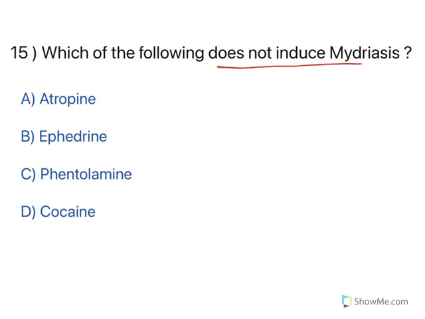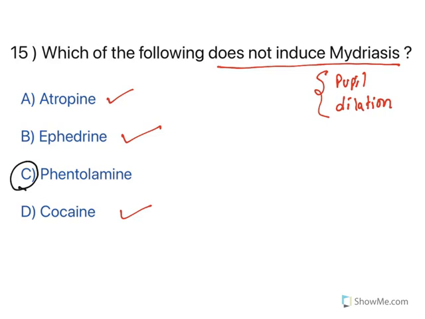Which of the following does not induce mydriasis? Mydriasis means pupil dilation. Usually adrenergic drugs will cause pupil dilation, cholinergic drugs will cause pupil constriction, but anticholinergics will cause pupil dilation. So atropine causes pupil dilation. Ephedrine, cocaine, all of them are adrenergic drugs which will cause pupil dilation. What is the odd man out here? Phentolamine. Phentolamine is an adrenergic antagonist, not an agonist. So this one will not cause mydriasis. So option C is correct.